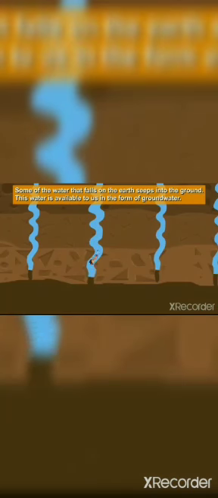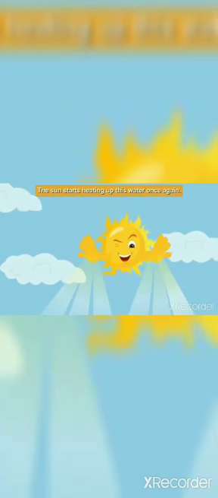Some of the water that falls on the earth seeps into the ground. This water is available to us in the form of groundwater. The remaining water falls back into oceans, lakes, rivers and seas. This process is called collection. Then the sun starts heating up this water once again. This circulation of water is called water cycle.